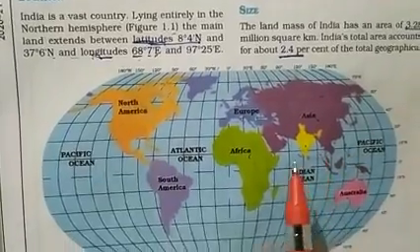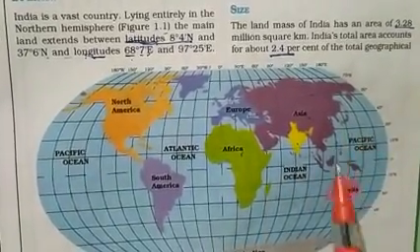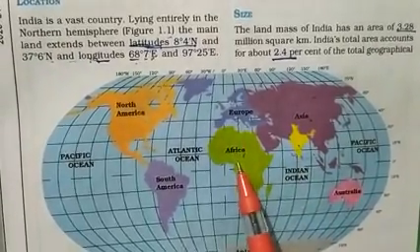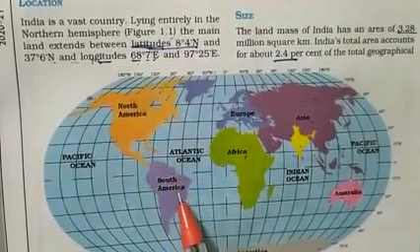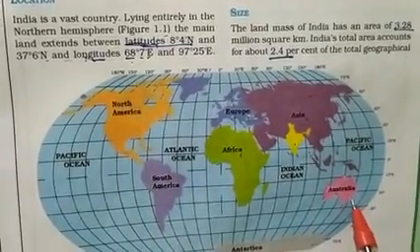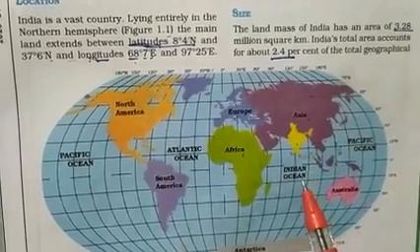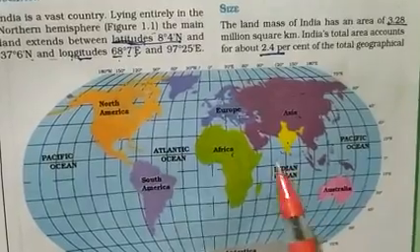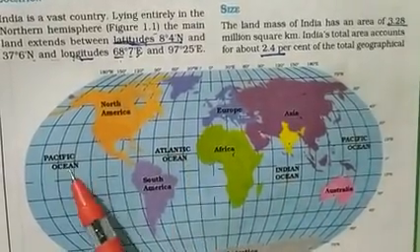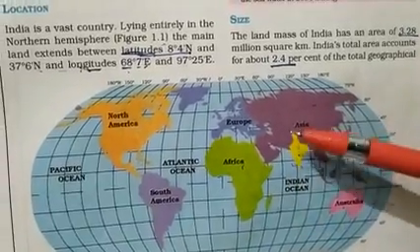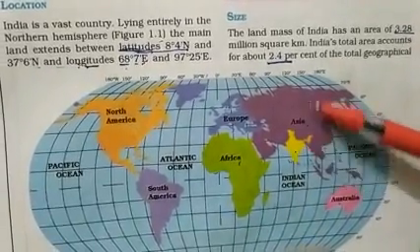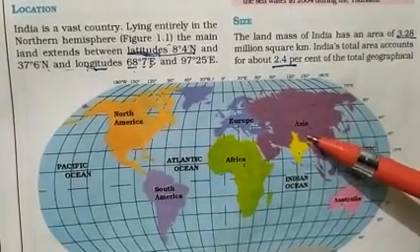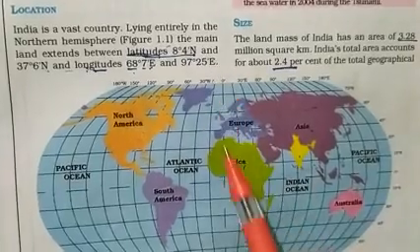You can see in this world map there are several continents: Asia, Europe, Africa, North America, South America and Australia. And you can see the oceans: Pacific Ocean, Indian Ocean, Atlantic Ocean. So location of India, as we read here, it is lying entirely in the northern hemisphere.